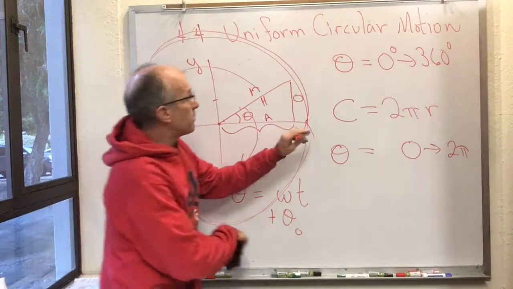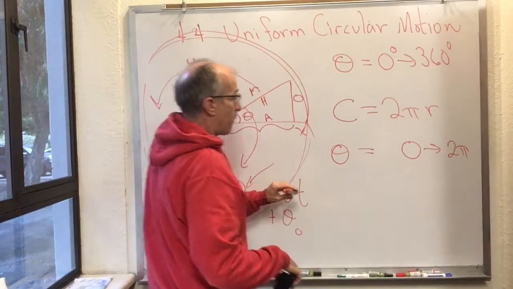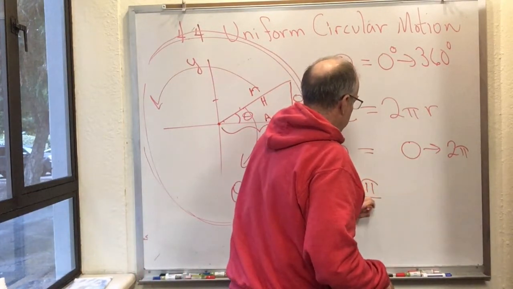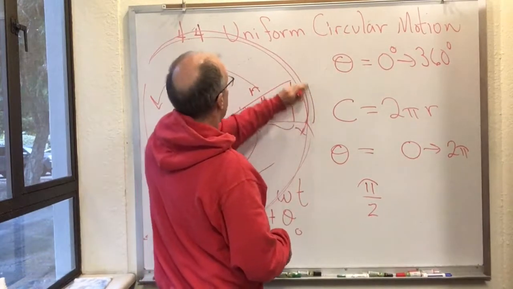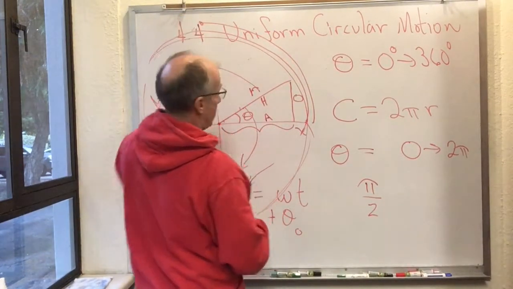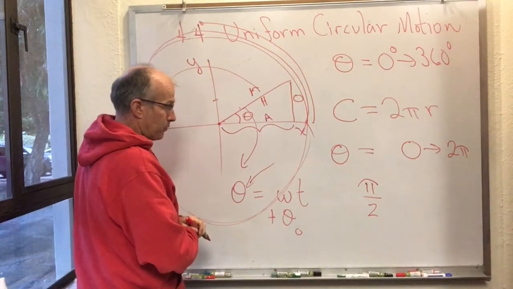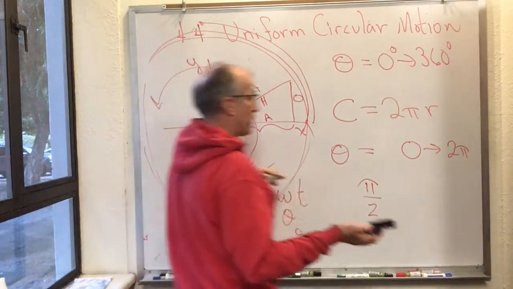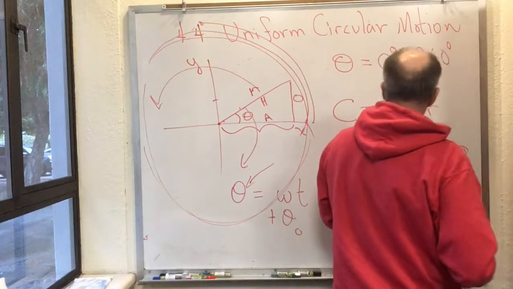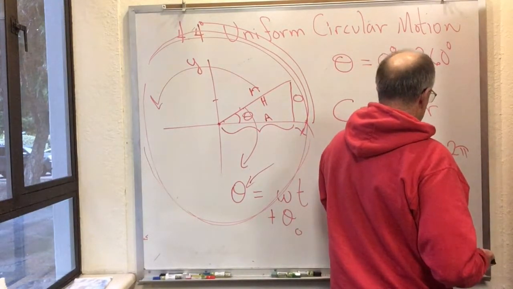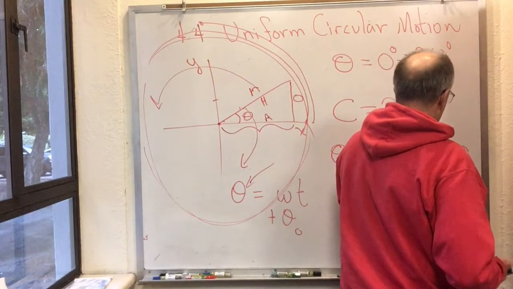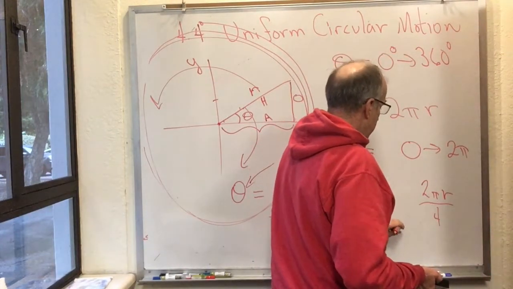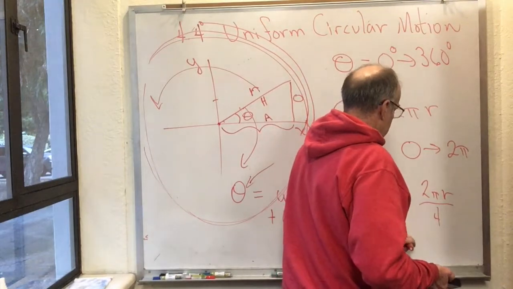And if, say, theta has only gone a quarter of the way around, well, a quarter of 2 pi is pi over 2. If theta has only gone a quarter of the way around, that would be to here. Then how much have we traced out? Well, we've traced out 1/4 of the circumference. So that would be 2 pi r over 4. In other words, that's pi over 2 times r.